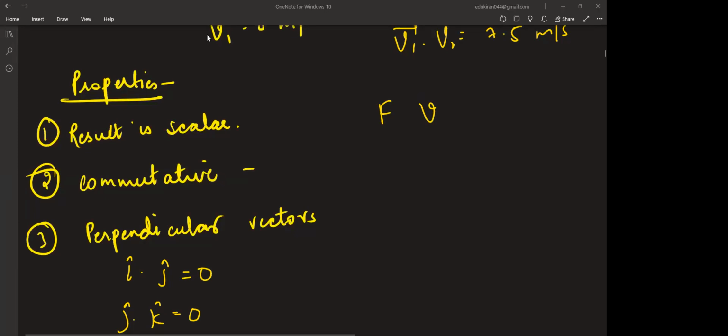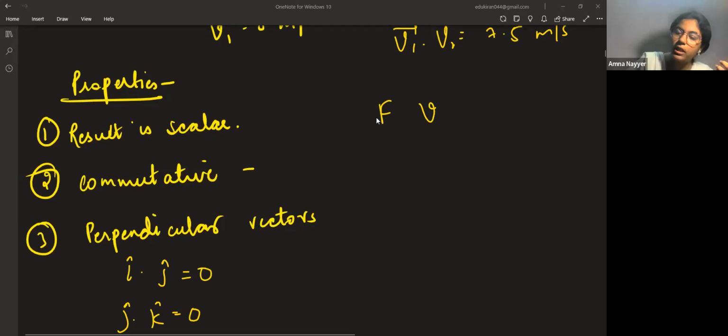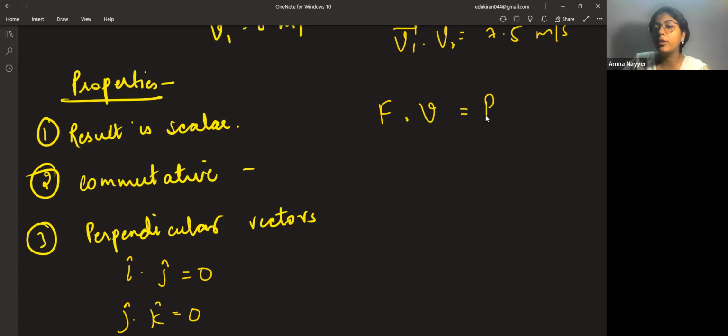Now, when I take the dot product of force and velocity, force multiplied by velocity, that is the dot product of force and velocity. This is going to be power. Now see, these were vector quantities. This is a scalar. All right. So you have to remember whenever you have two vectors and you're calculating their dot product, the final answer will be a scalar. This is one of the properties of it.